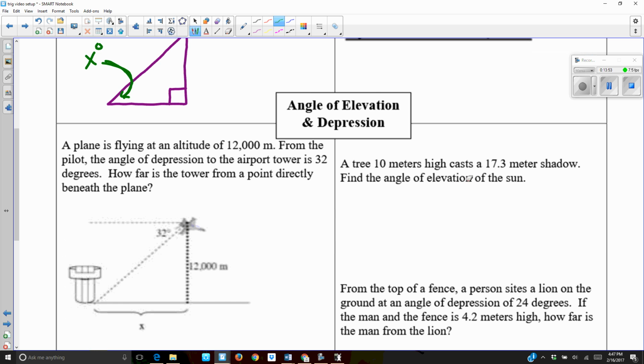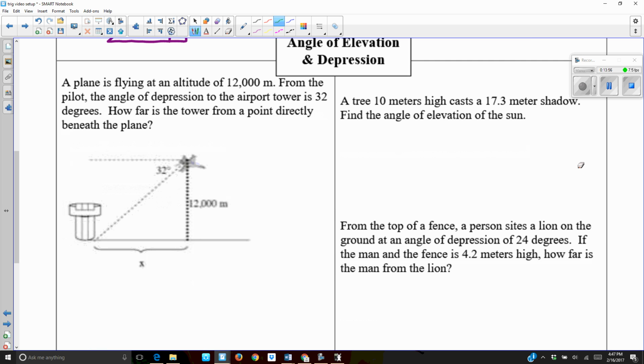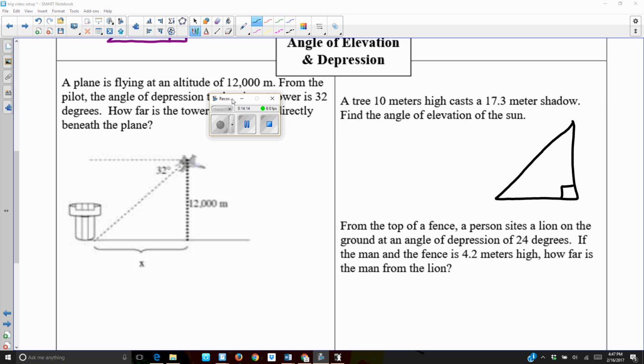So let's go to the one problem that does not have a diagram, and it's the tree casting shadow problem. This is one that shows up a lot. So again, a sketch triangle for this problem is going to look like this. We have to determine from this word problem, first off, what we're trying to find. And usually we can find that at the end of the problem. This one says find the angle of elevation of the sun. So the angle of elevation is going to be here in the bottom left. That's going to be our x.